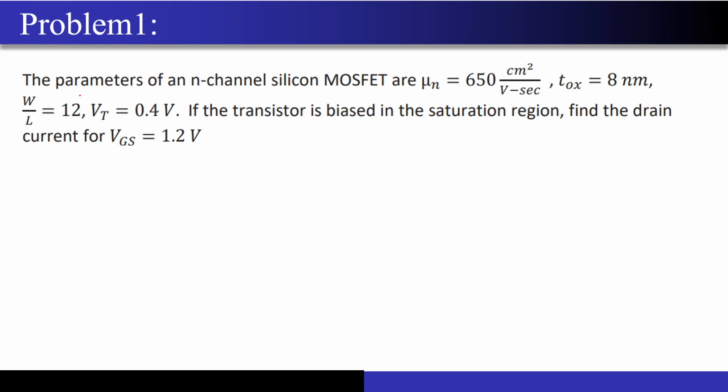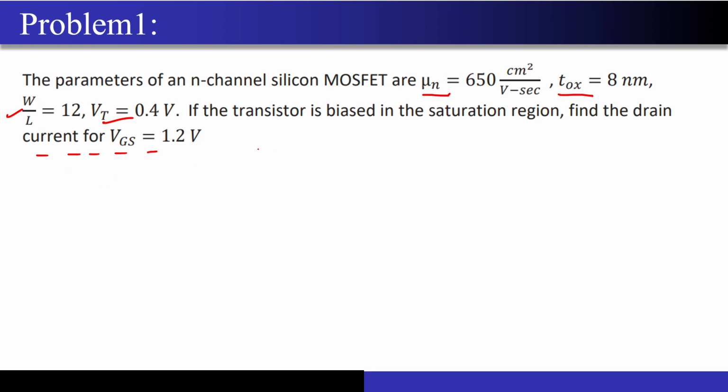So now let's see what problem number 1 is. The parameters of the N-channel silicon MOSFET are given: the mobility, the thickness of the oxide, the W by L value, and the threshold voltage. If the transistor is biased in the saturation region, then find the drain current for VGS equal to 1.2 volts.